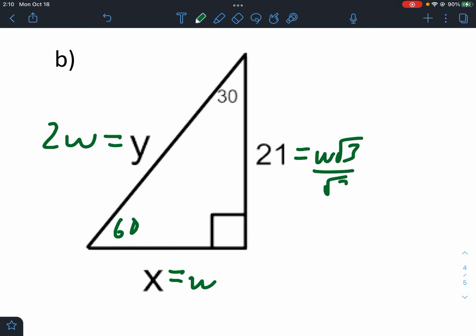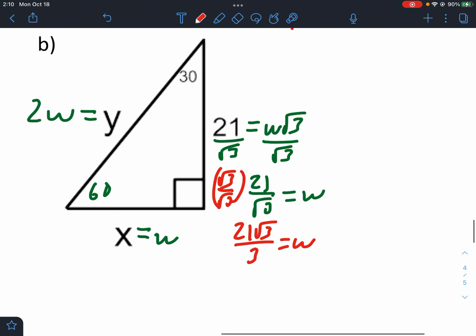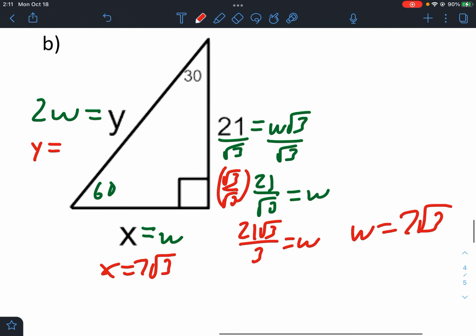And here we have it over here, solving for W by dividing both sides by root 3. I get 21 over root 3 equals W. Multiply by root 3 over root 3. I get 21 root 3 over 3 is W. If we can reduce it, please do that, and we can. So 21 over 3 is 7, so W is 7 root 3. Back to our problem, that means that X is 7 root 3, and Y is twice that, so 14 root 3.